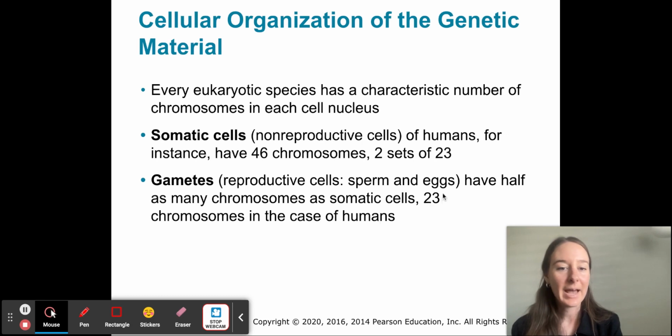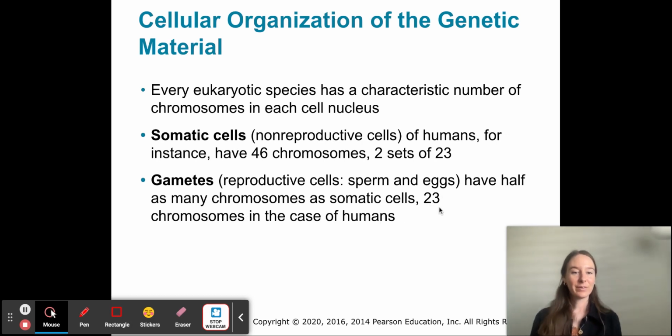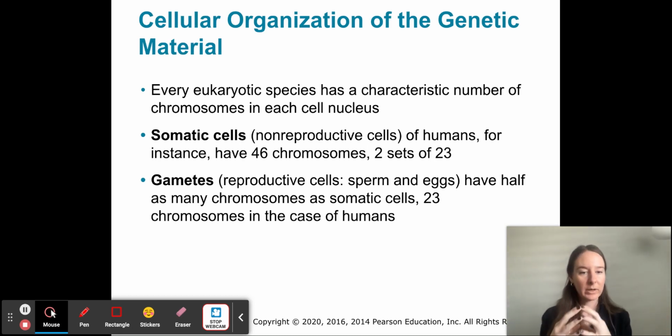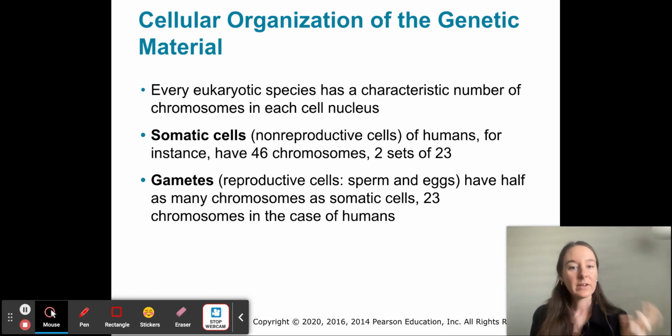Okay, so we call this the haploid number. It's the number of chromosomes in a gamete. We call this the diploid number, the number of chromosomes, di means two, in your somatic cells. In humans, we have 23 chromosomes in our sperm and our eggs, our gametes, so that when the sperm, 23 chromosomes, plus the egg come together for fertilization, we have 46 chromosomes in our new cell, in our fertilized egg.